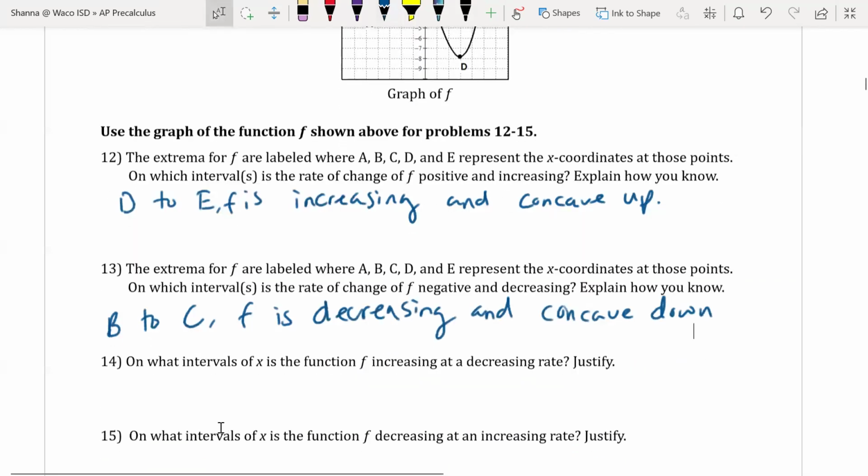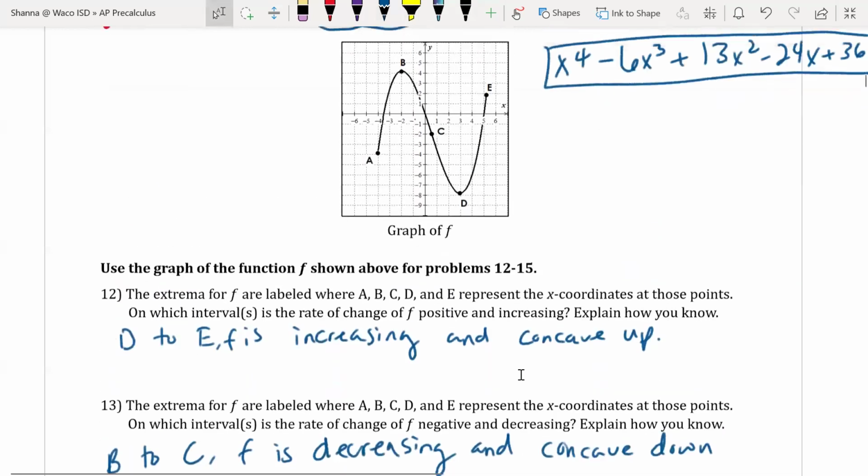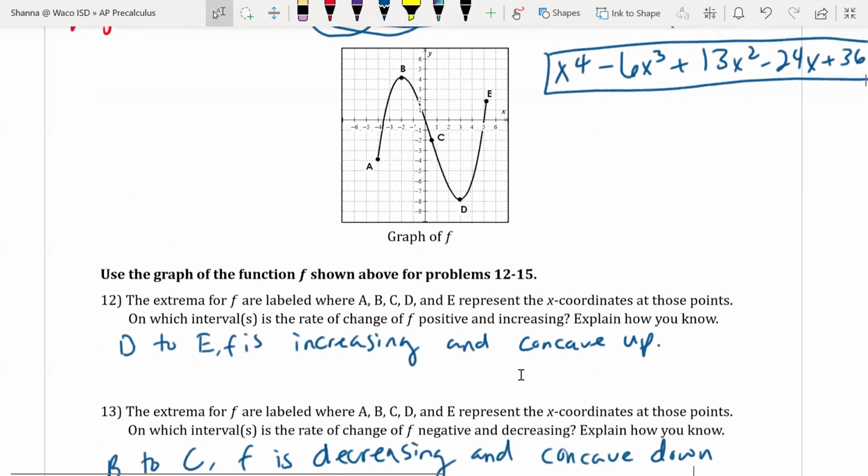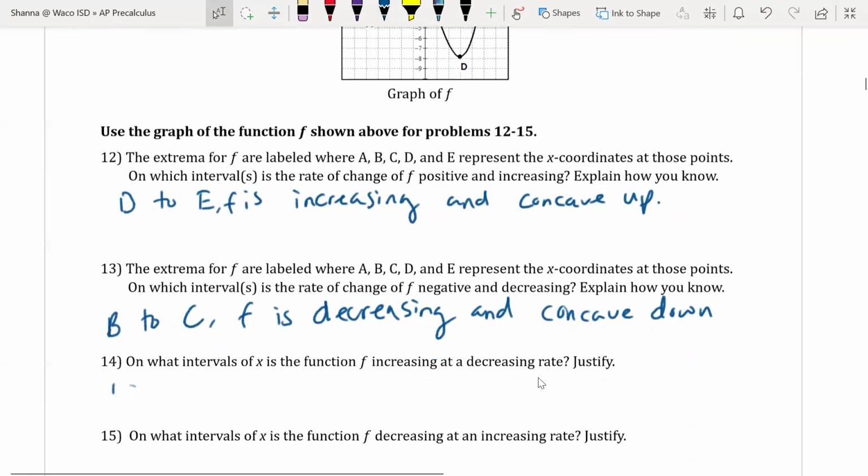All right, here we go. On what interval x is the function increasing at a decreasing rate? Increasing at a decreasing rate. A to B, there we go. This is A to B, and that's because F is increasing.